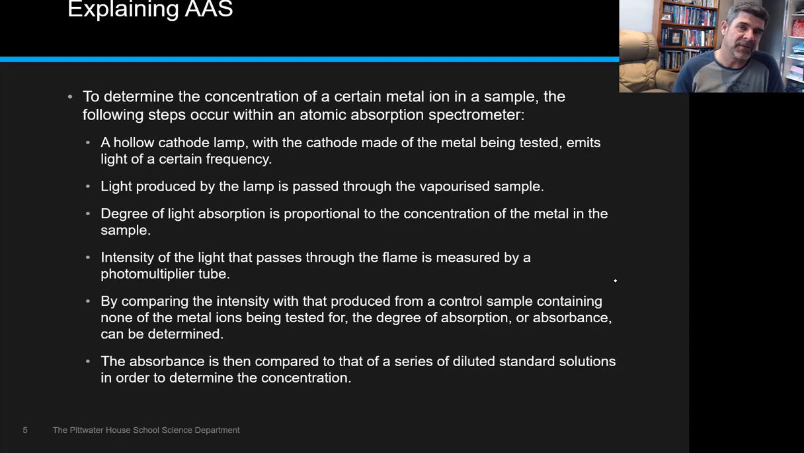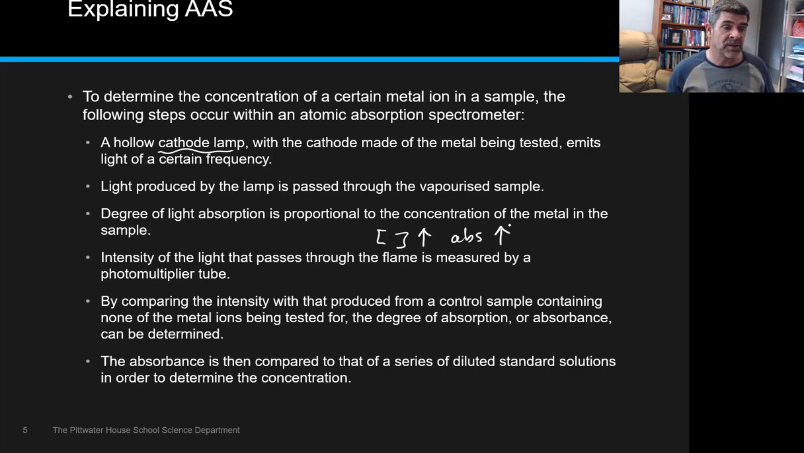Now, I can't see anything that specifically asks you to do this. What you will find if you look at some material from the previous course is that AAS was covered in quite a bit of detail. So you'll find this sort of a list of things. Our cathode lamp is going to correspond to particular ions that we're looking at in our solution. The light produced is passed through the vaporized sample. The degree of light absorbed is proportional to the concentration. So if the concentration of our sample is high, the absorption will also increase.